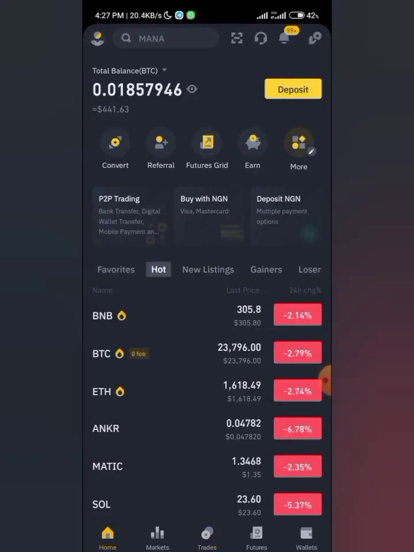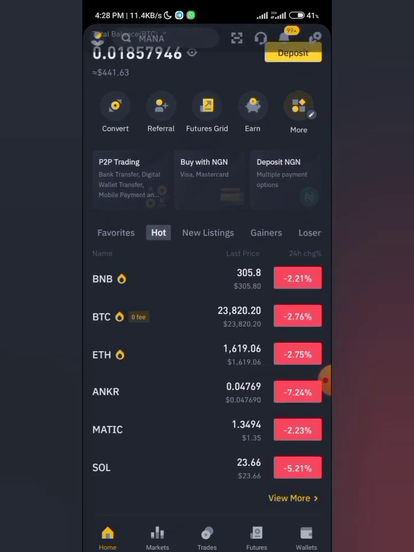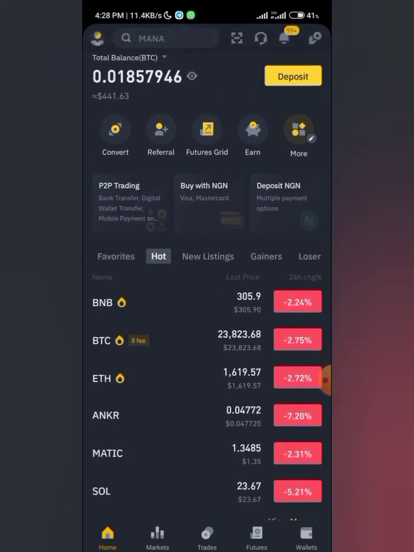On today's video, I'm going to show you a walkthrough on how you can actually start your spot trading and make at least $10 every single day. So I'm actually going to be using my Binance app. So I'm logged into my Binance app.